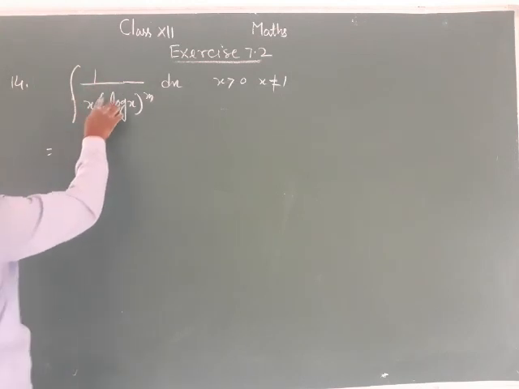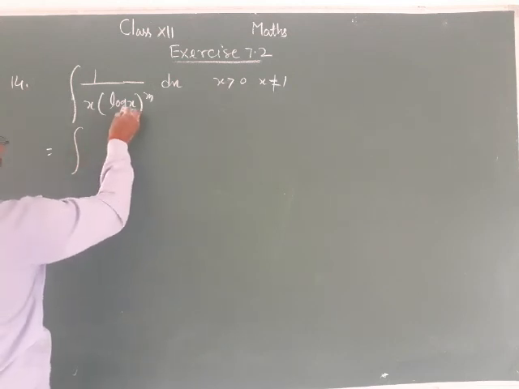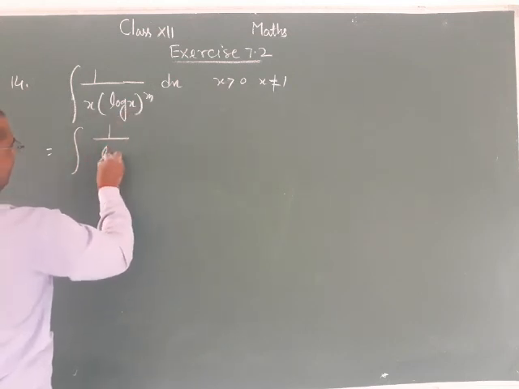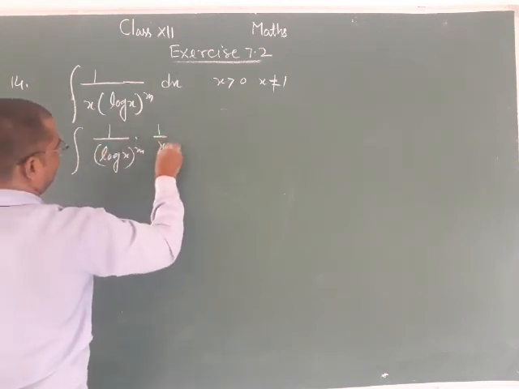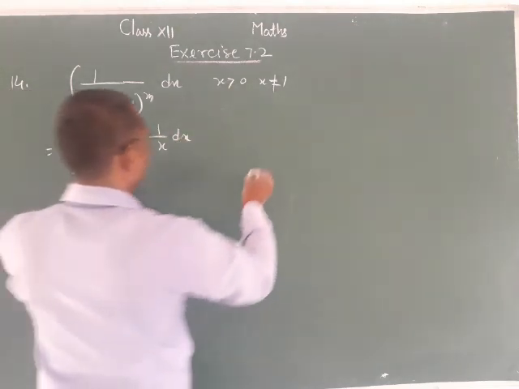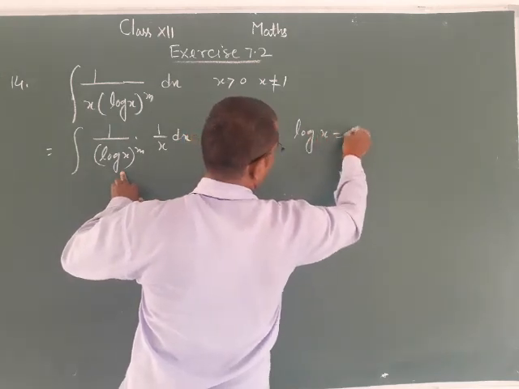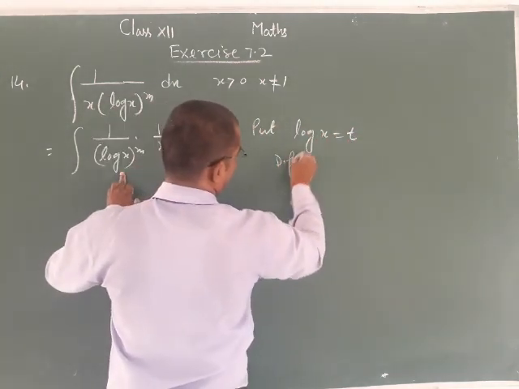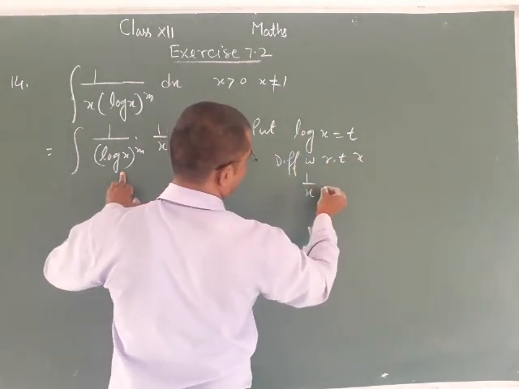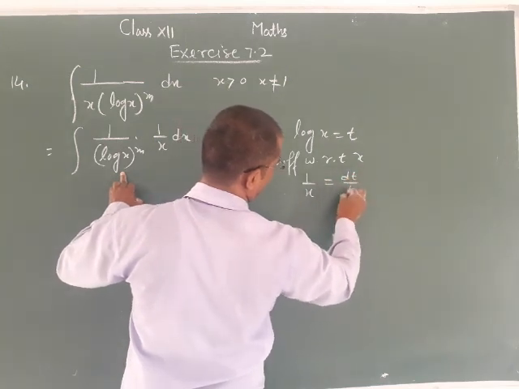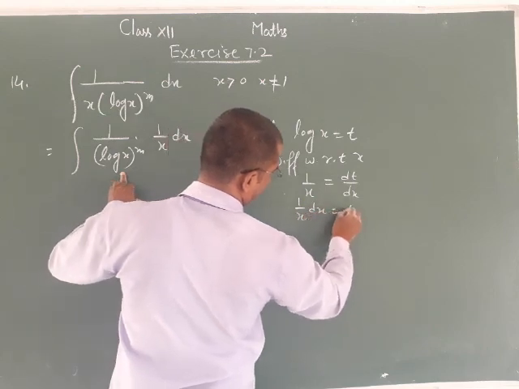Integral of 1 upon x times (log x)^m dx can also be written as 1 upon (log x)^m into 1 upon x dx. Now put log x equal to t, and differentiate with respect to x. So 1 upon x is equal to dt upon dx. Also it can be written: 1 upon x dx is equal to dt.